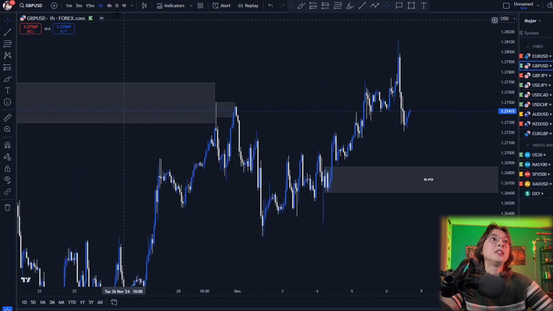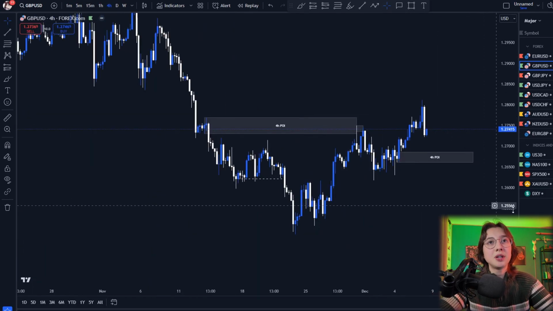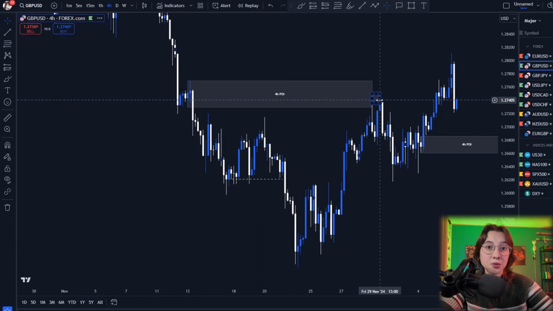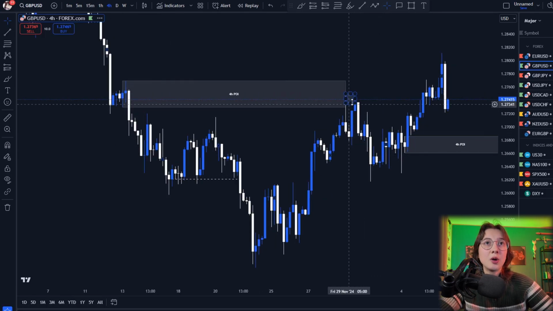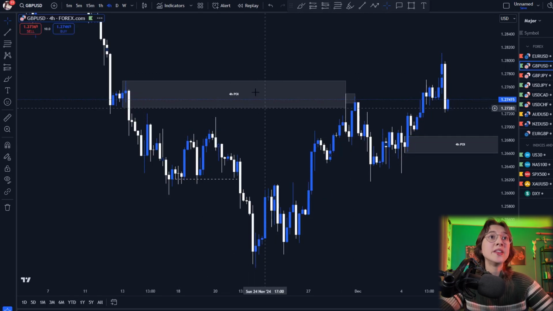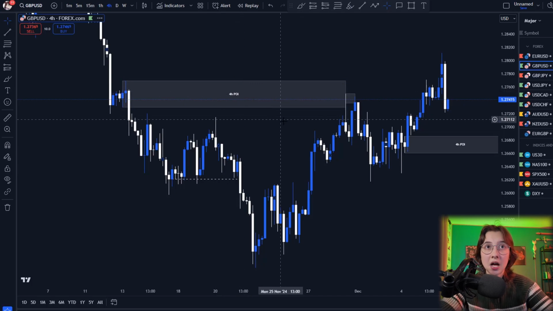On GBP USD, this is a little bit different, because on GBP USD, if you remember right here on the previous week, we caught a nice little setup. So there was this push down that we caught on this last 4-hour sell.